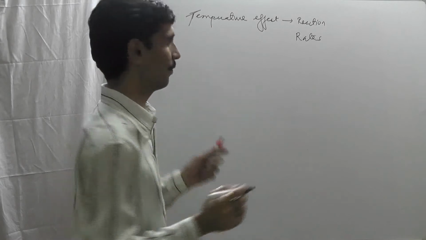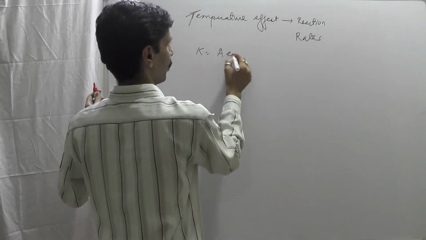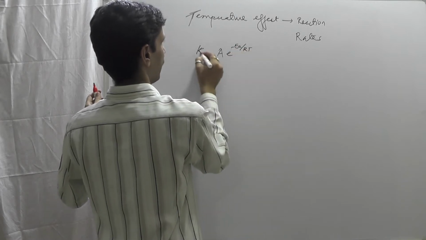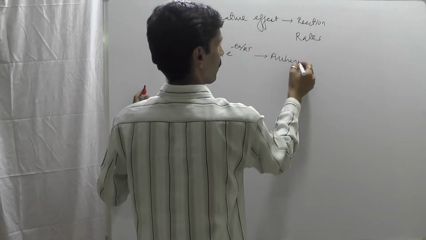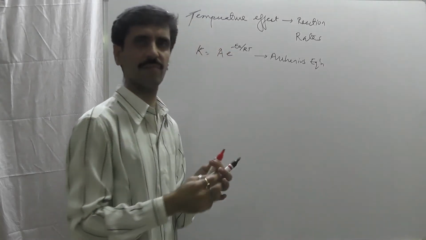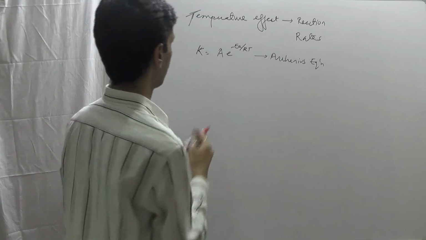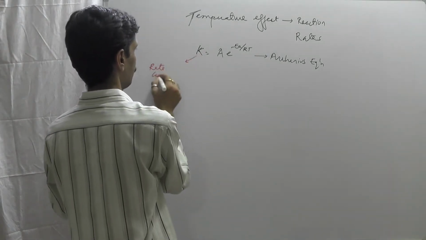Okay, so we start with the equation, that is K is equal to A into e raised to minus of E upon RT. This is the equation. इसे हम लोग बोलते हैं Arrhenius equation, और ये जो equation है वो लिंक करता है with the rate of the reaction along with temperature. Now यहाँ पर the K is going to be called as the rate constant.